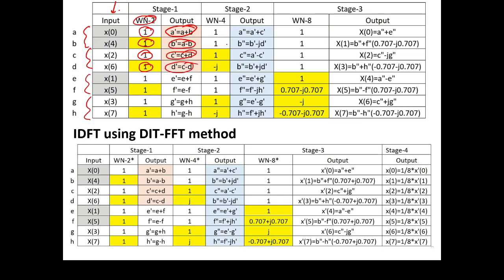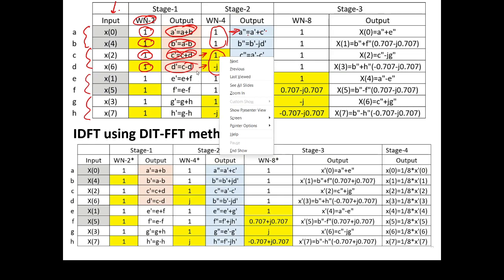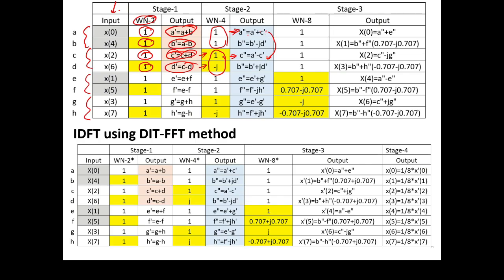Then, in the second stage, what happens? The top two lines have a value of 1 by default. The next two points will have twiddle factors, so this is W04 and the next one is W14. Right? So now what will happen? A double dash will be equal to A dash plus C dash, because there is a multiplier of 1. Then similarly, at this location, addition becomes subtraction. In the second point, B double dash equals B dash minus J D dash. And similarly, over here, there is a change of sign. Similarly, in the bottom layer also, bottom lines also.